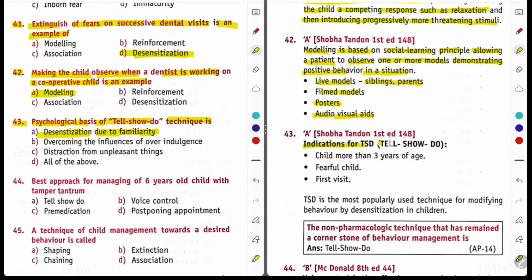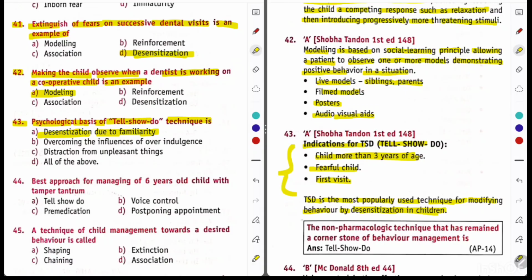Indications of tell show do technique. So the indications are child more than 3 years of age, fearful child, and the first visit. So these are the indications of tell show do technique. Child more than 3 years of age, fearful child, and first visit. Tell show do is the most popularly used technique for modifying behavior by desensitization in children.